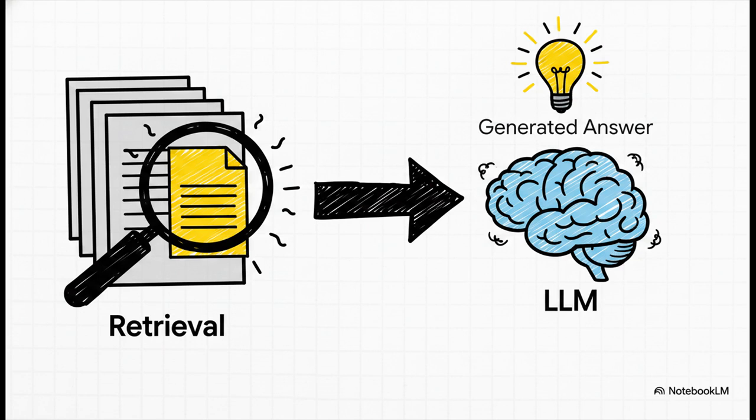Basically, we are augmenting the generation process with targeted retrieval. We retrieve the relevant info from your documents first, and only then do we let the model answer using that specific information. It's a simple idea, but it literally changes everything.